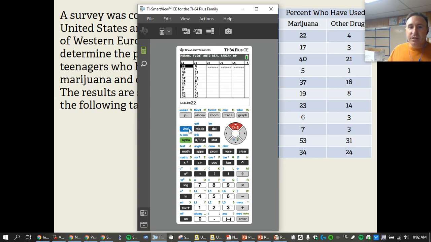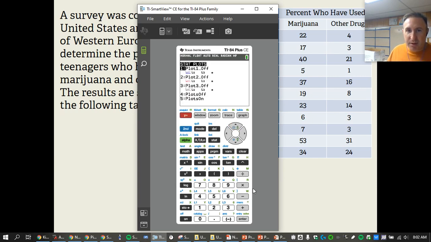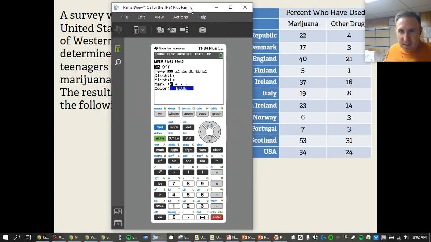Then we're going to go to stat plot. So stat plot, we're going to turn it on. The first one is a scatter plot. List 1 is the X list, so it'd be marijuana on our X list. And list 2 is the Y list. That would be our other drug use by percent, right? These are percentages. Big one jumps out there. What the heck is happening in Scotland?